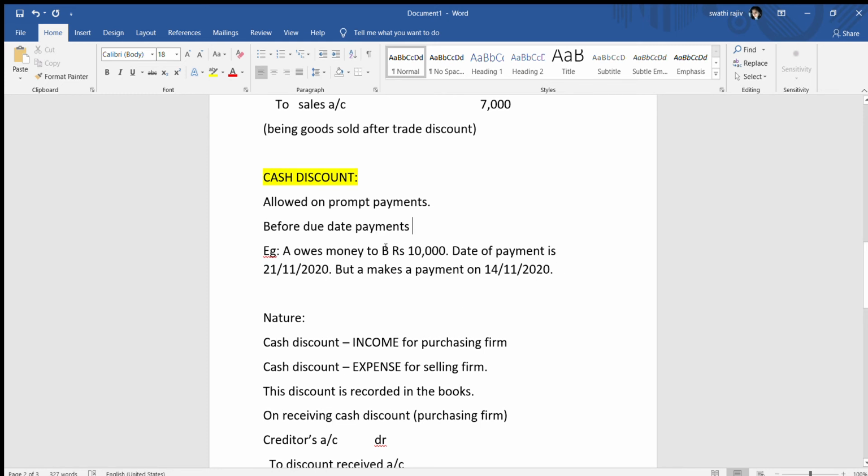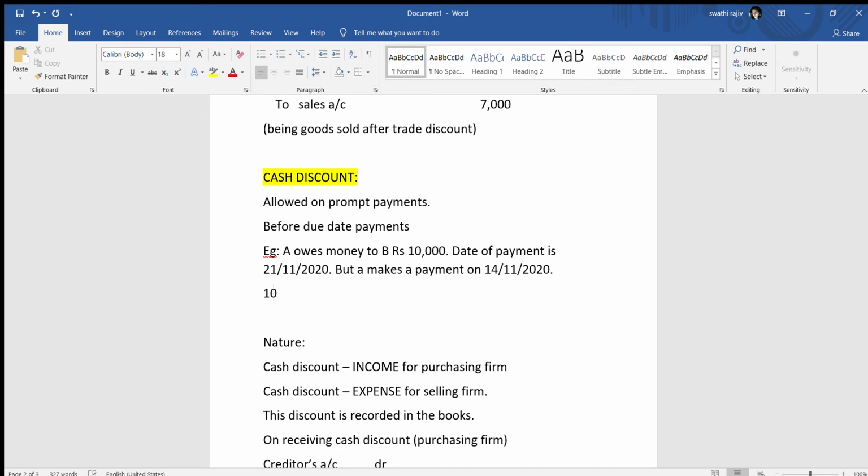Then it depends on the policies, but if B gives a discount, because B is extremely happy that he has paid before the due date, he will give you a discount of maybe 5%, 10%, whatever. Now A went to the shop thinking he has to pay 10,000, but B is offering him a discount of, let's say, 5%. So it is 500 rupees less. You have to pay only 9,500. You have saved 500 rupees of yours.